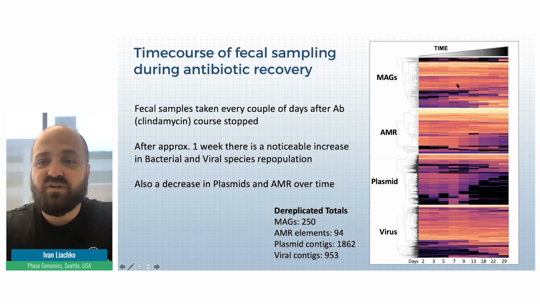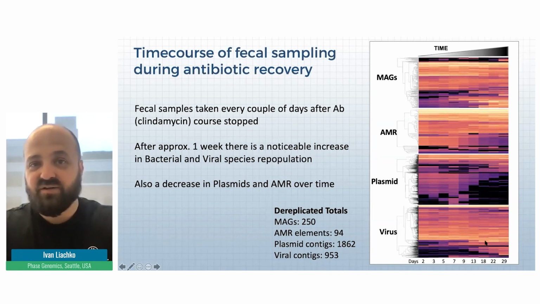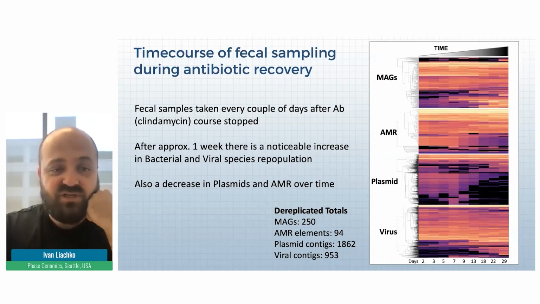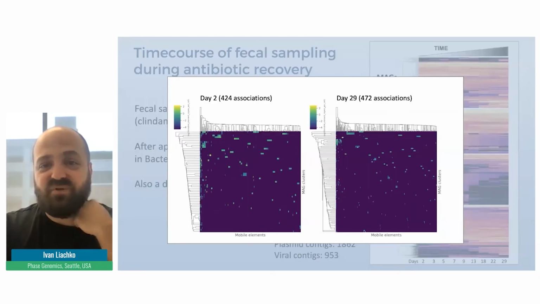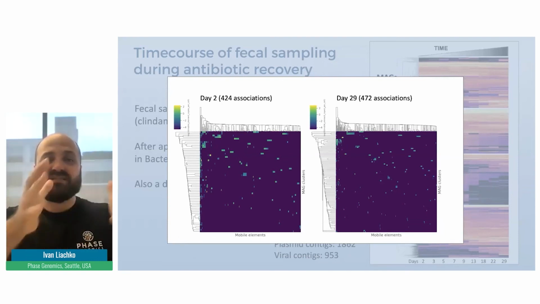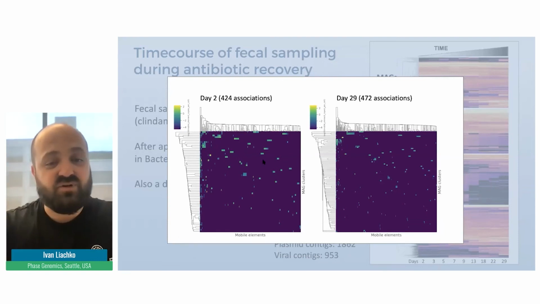And so what you see is over time, you're starting to see more bacterial mags popping up. At the same time, new viral contigs and new viral mags are popping up. So presumably the bacteria are bringing new phages into the population. At the same time, AMR sequences and plasmids seem to be going away, which is what you would expect from recovery. But now, of course, we can go deeper. We can actually take these samples and look at the host mobile element associations as these samples progress through time. And that's what's shown here.